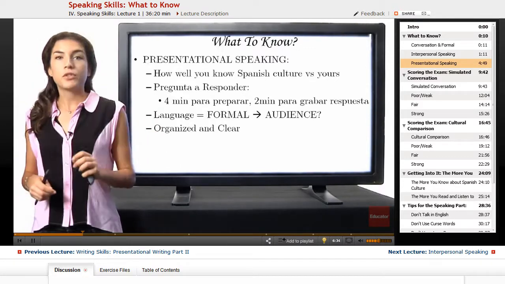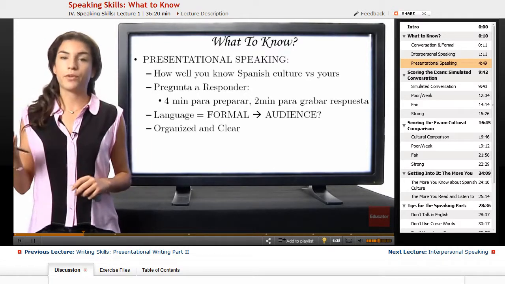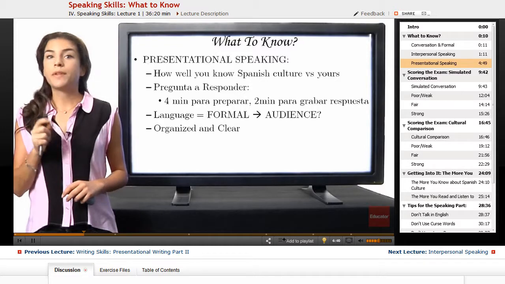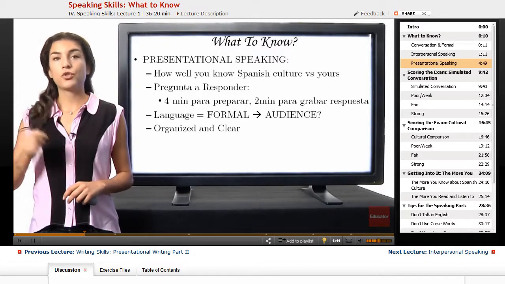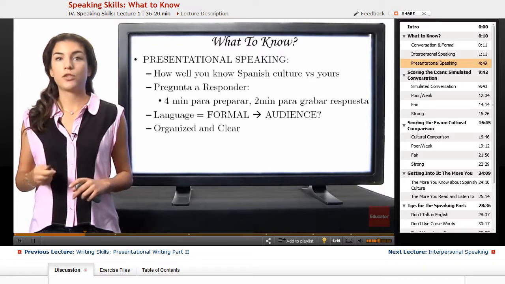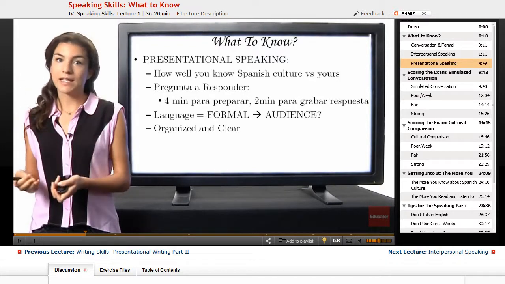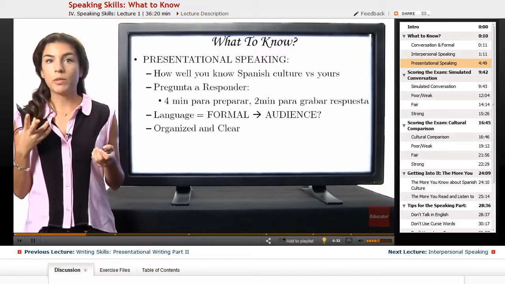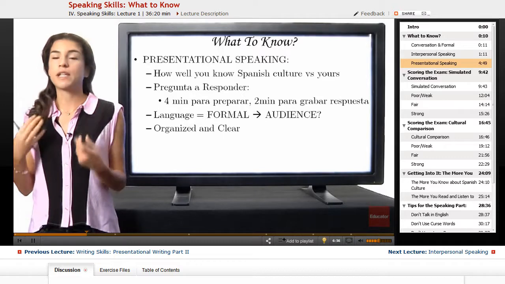You will have 4 minutes to prepare, to go over the instructions, to read them, and to prepare your presentation. Remember, this is speaking and not writing. So be careful with how much you want to write down and how much you prefer to go over thinking and having your ideas in mind. You would have then 2 minutes to record your response, your presentation.